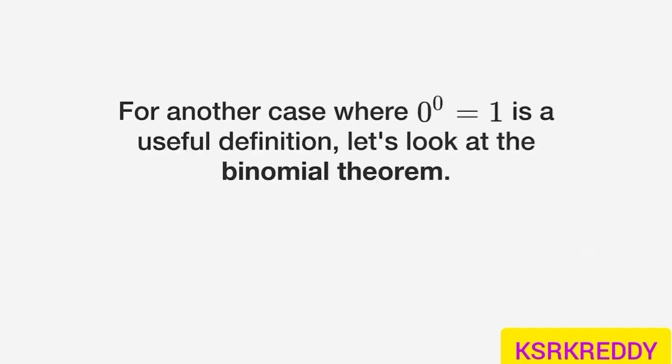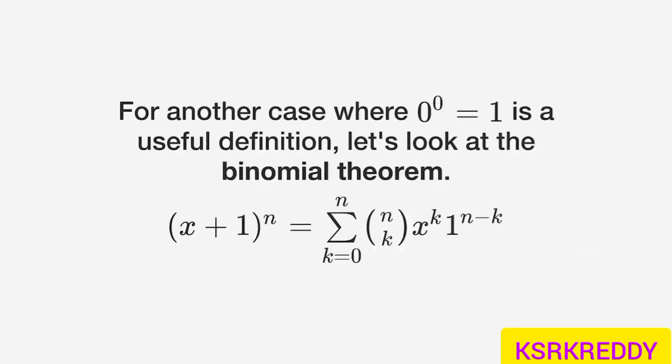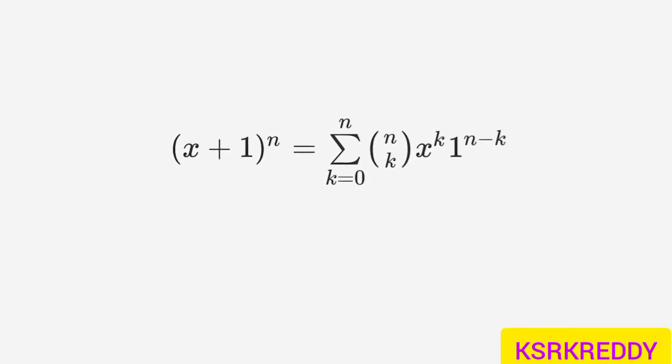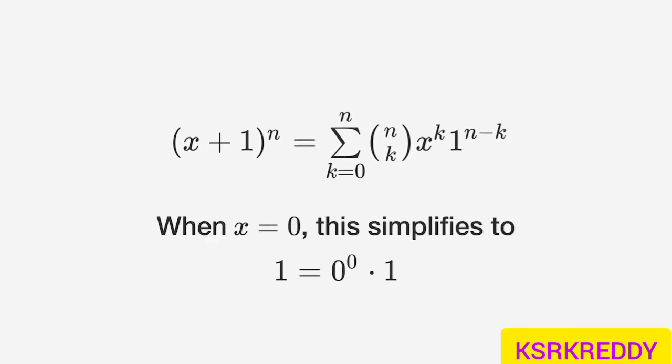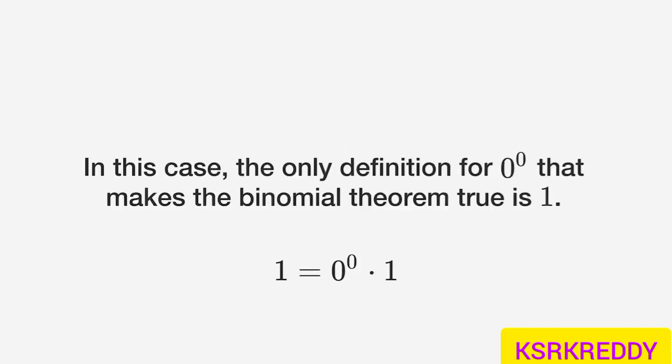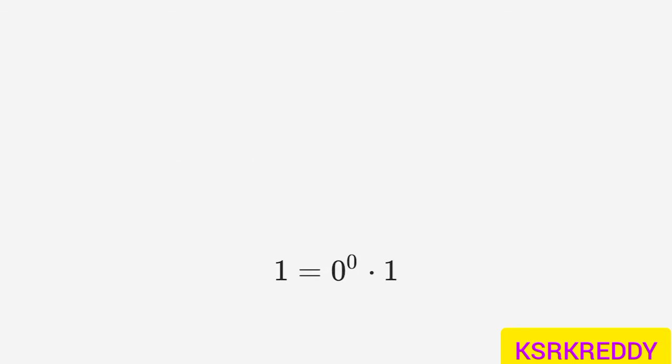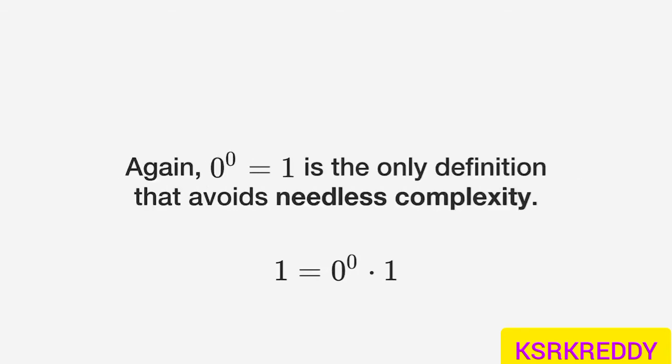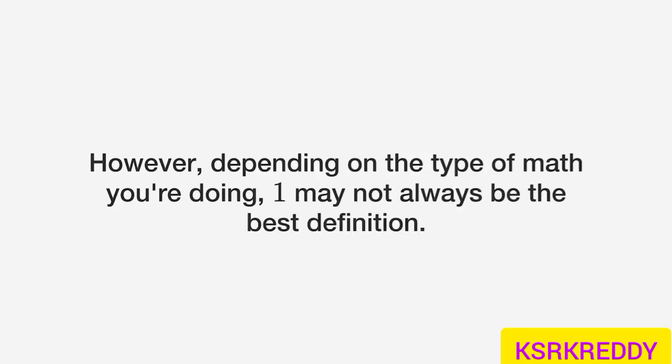For another case where 1 is a useful definition, let's look at the binomial theorem. When x equals 0, this simplifies to 1 equals 0 raised to the power of 0 times 1. In this case, the only definition that makes the binomial theorem true is 1. Again, 1 is the only definition that avoids needless complexity. However, depending on the type of math you're doing, 1 may not always be the best definition.